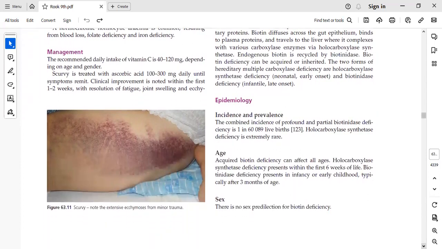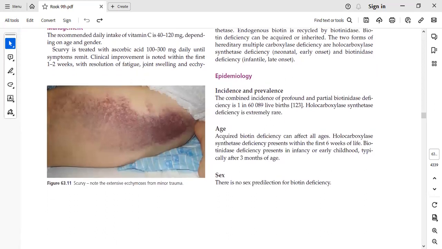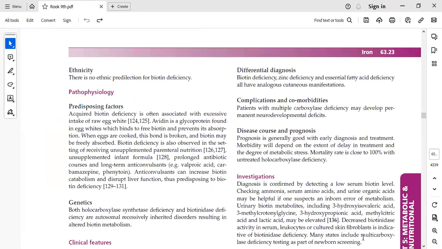Now, if we discuss the age at which this deficiency occurs, in case of inherited deficiency of these enzymes, holocarboxylase synthetase deficiency presents rather early in life, in the first 6 weeks of life, whereas biotinidase deficiency presents in early childhood or infancy, typically after 3 months of age. And there is no sex or ethnic predilection for deficiency of biotin.